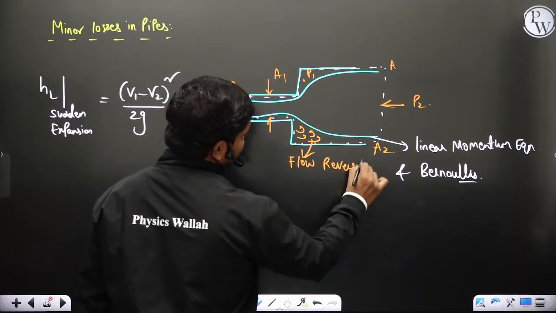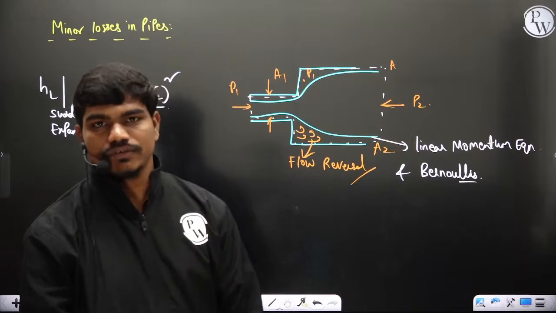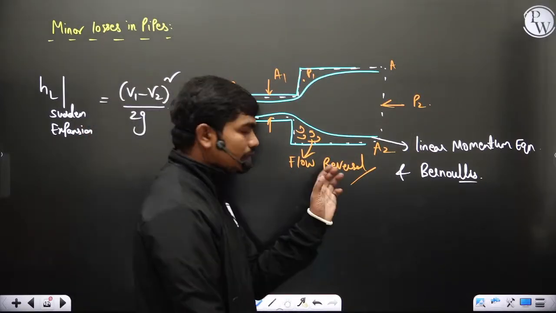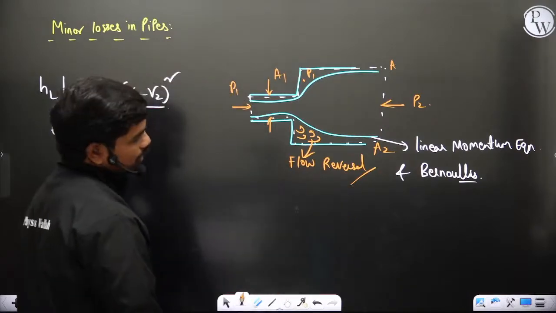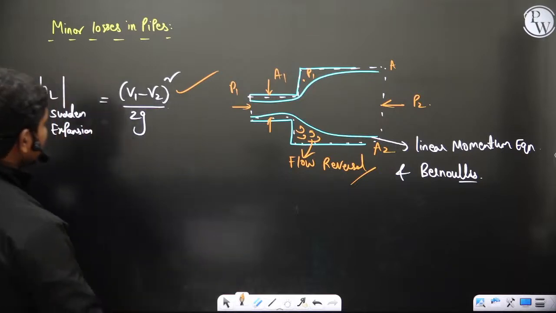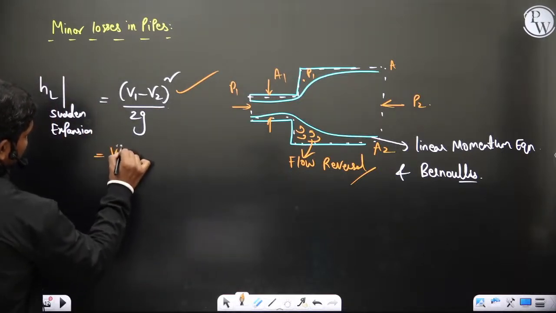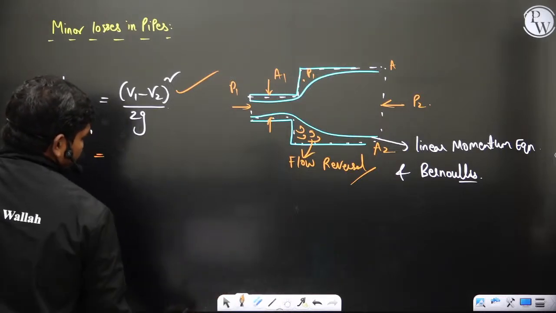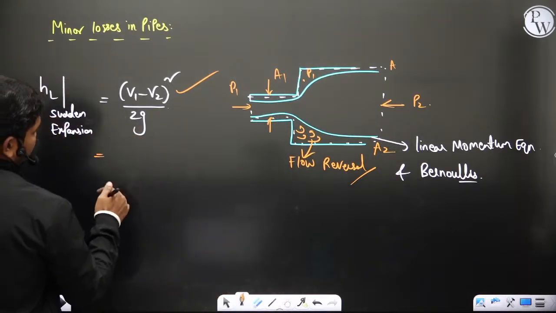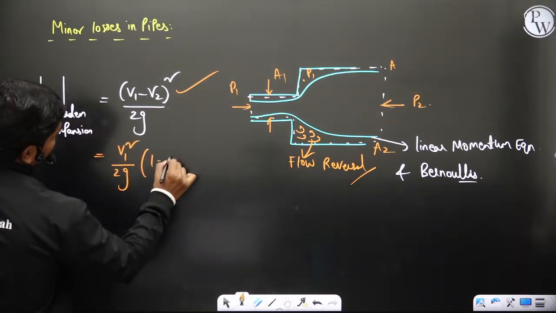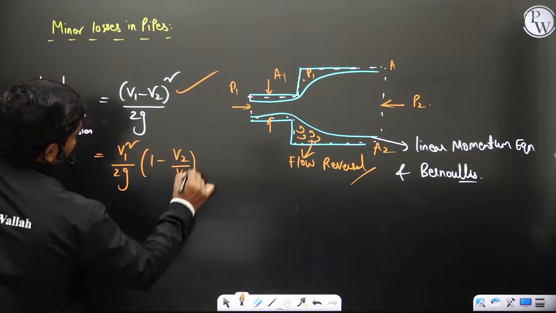We'll study about these things maybe in the future, before the exam. We'll see what these concepts of flow reversal are, but right now we are just focusing on the equation. So we have (V1 minus V2) whole square by 2g. If you take V1 common, it is V1 square by 2g into (1 minus V2 by V1) whole square.